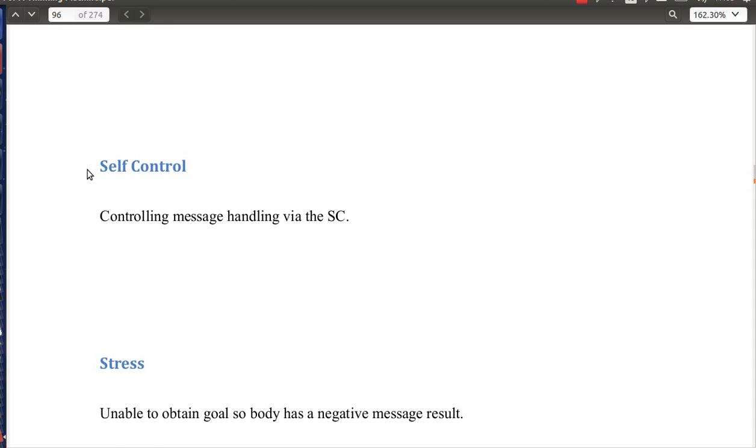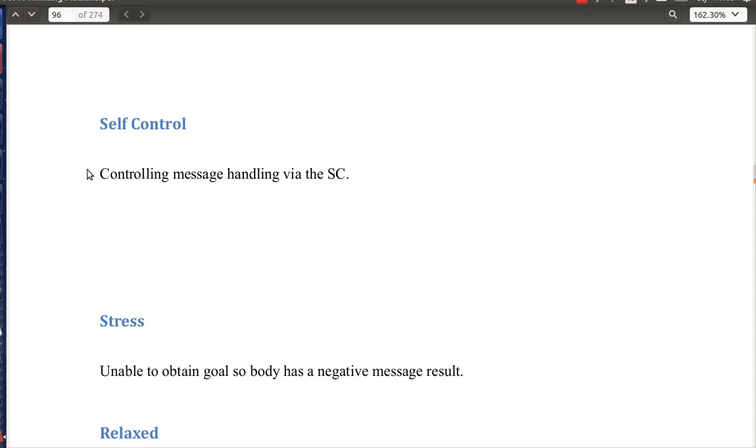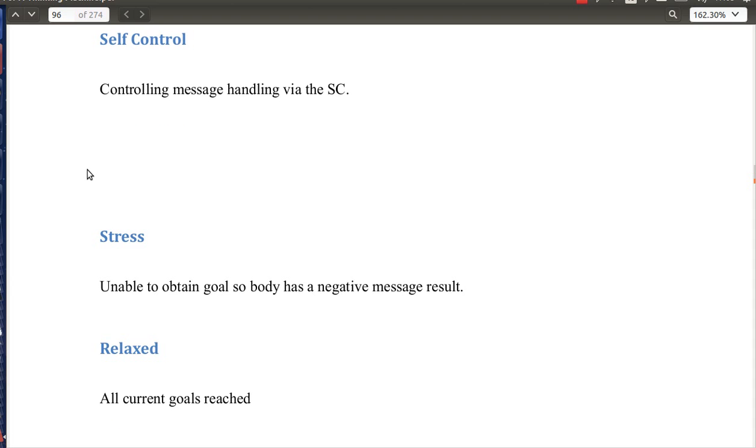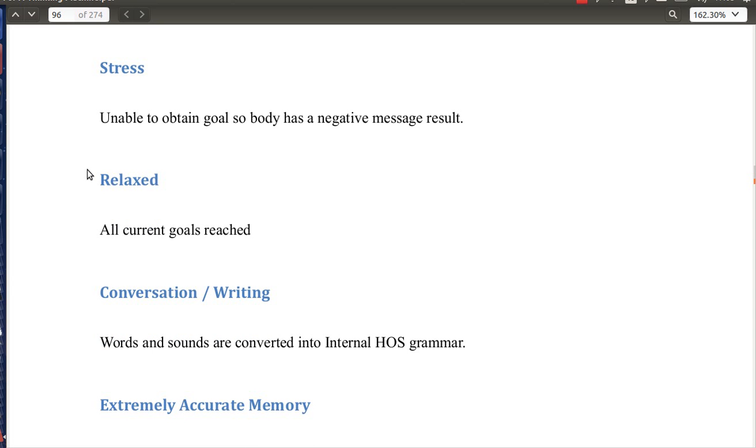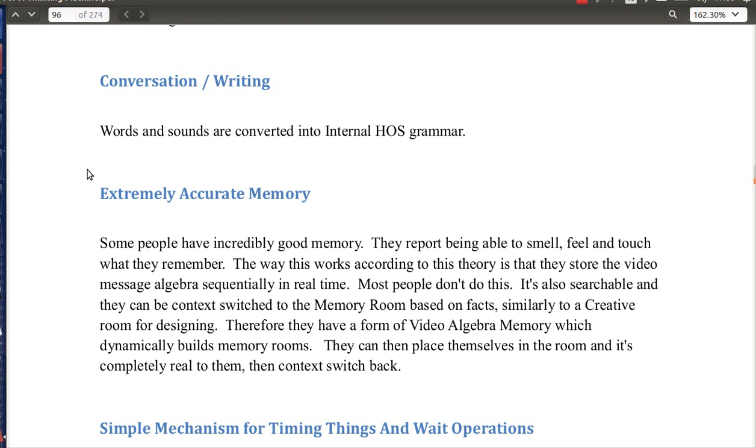Self control would be one's ability to control the messaging that goes into one's system consciousness. Stress will cause a particular kind of messaging to go through the body based on hormones. And if one is relaxed, one would think that the goal-based architecture has reached the goals.